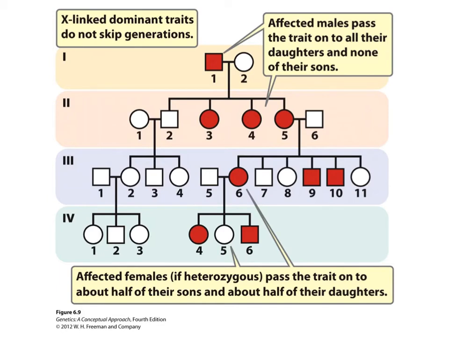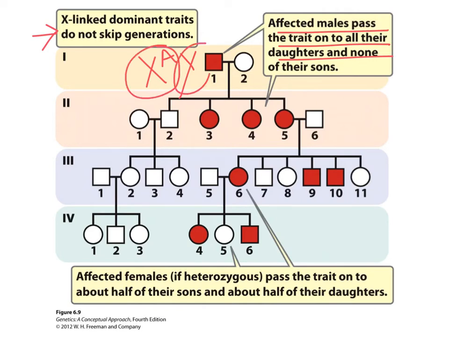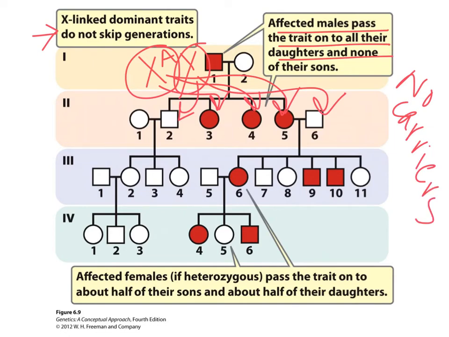X-linked dominant traits don't skip generations. No dominant traits really do, right? We've seen that before. Affected males pass the trait on to all their daughters and none of their sons. Again, now this is the sick guy, and he looks like that. All the daughters get one of his X's, and all the sons get the Y. The Y is fine. It's the X that's the problem. It's dominant, so what you see is what you get. There's no carriers in dominant diseases. There's nothing hiding. You have it, so you see it all over the place. You see it in males and females.